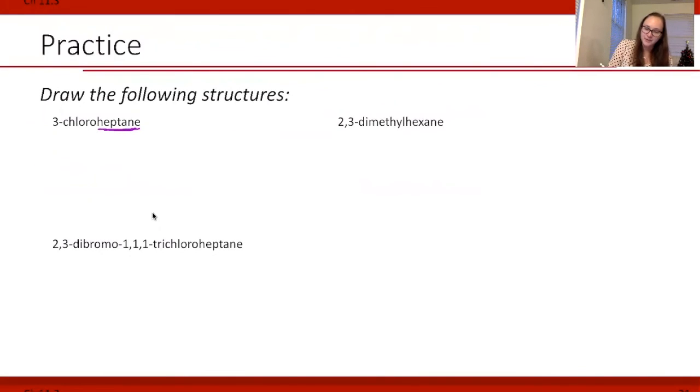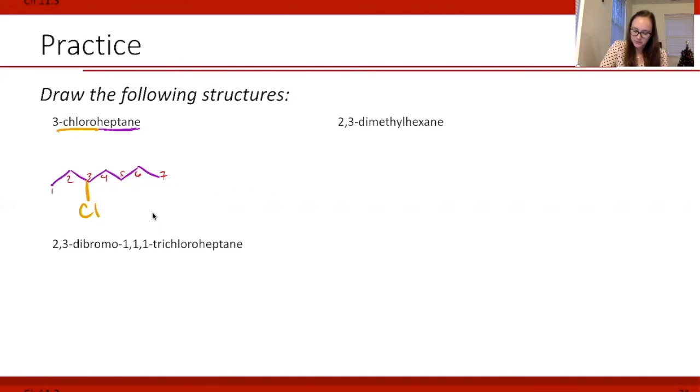This first one, we have heptane. That means 7 carbons. 2, 3, 4, 5, 6, 7. And then continuing, we need to add in our substituents. So at the 3 position, we have a chloro group. Just like that. Let's move over to the right now.